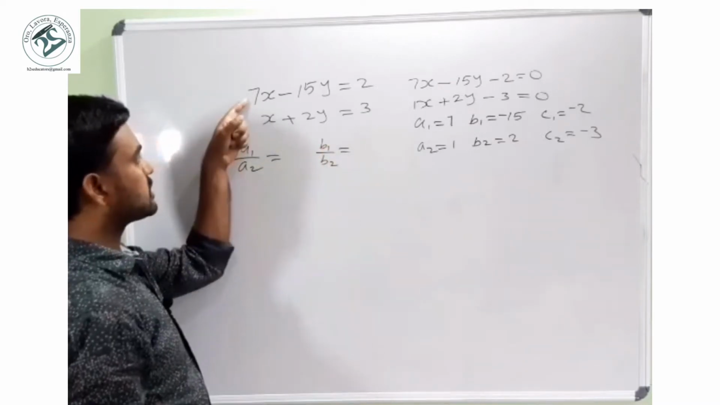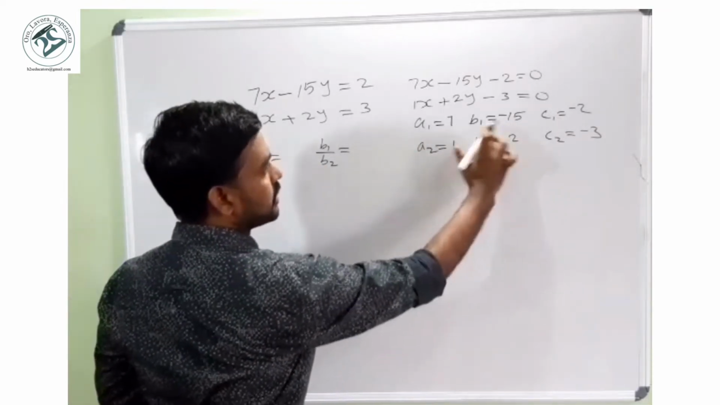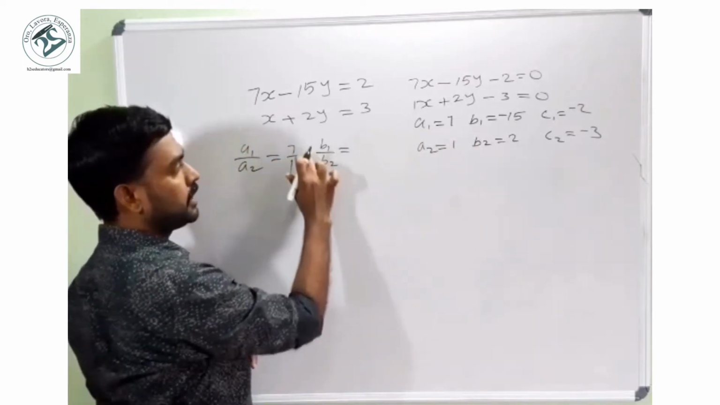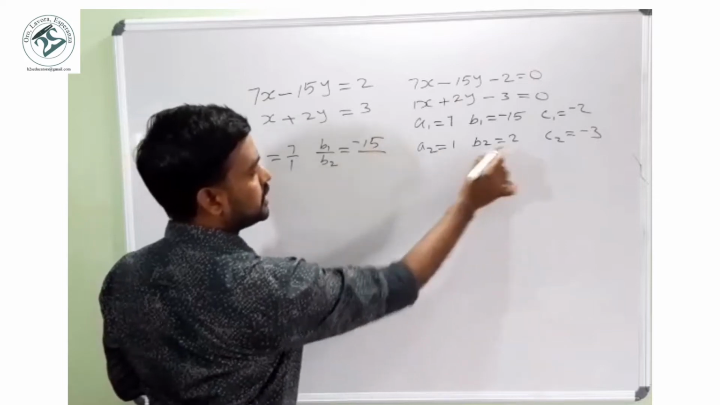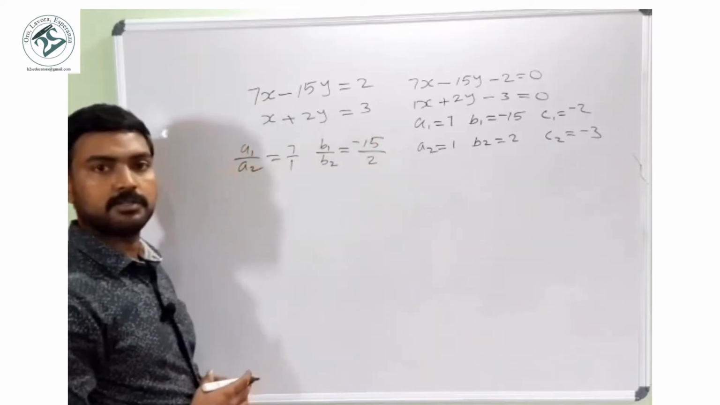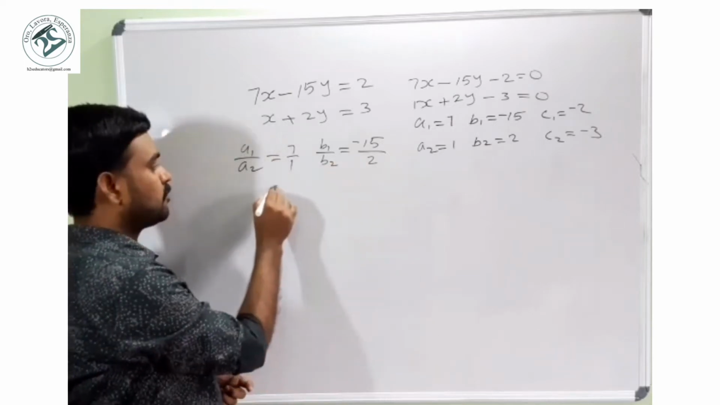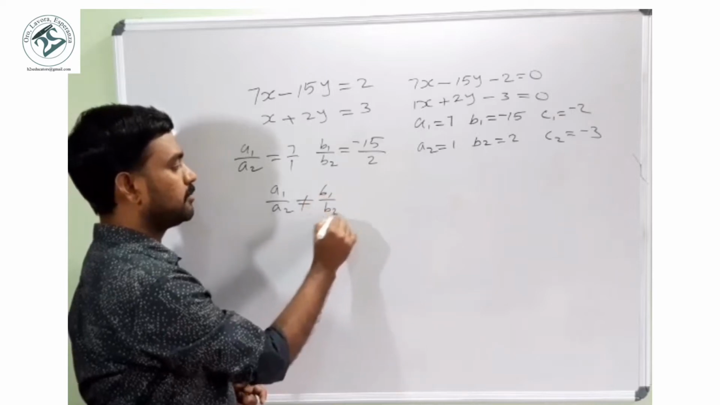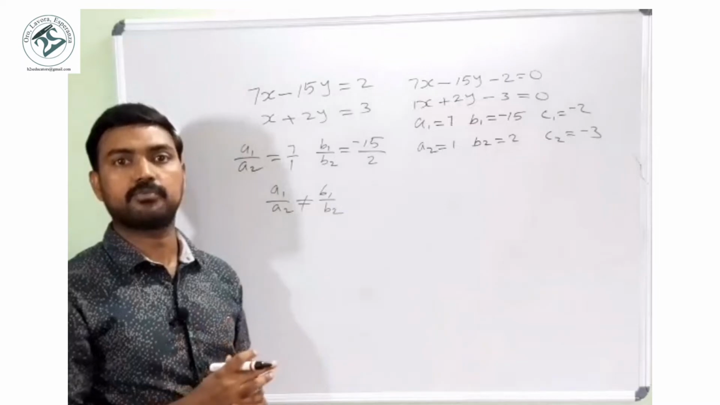Here a1 is 7, a2 is 1. a1 by a2 is finding, so 7 by 1. b1 by b2, b1 is minus 15 and b2 is 2. So minus 15 by 2. These two answers are totally different. Therefore, a1 by a2 not equal to b1 by b2. If these two values are not equal, then only we can find the solution.